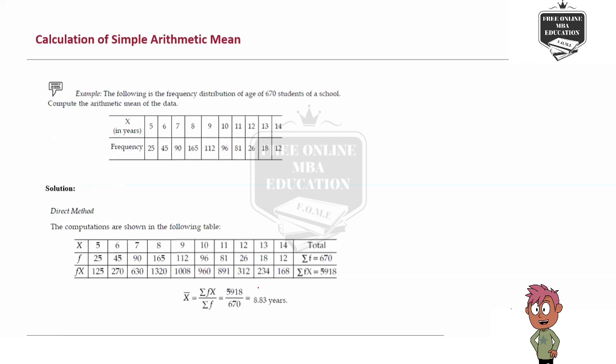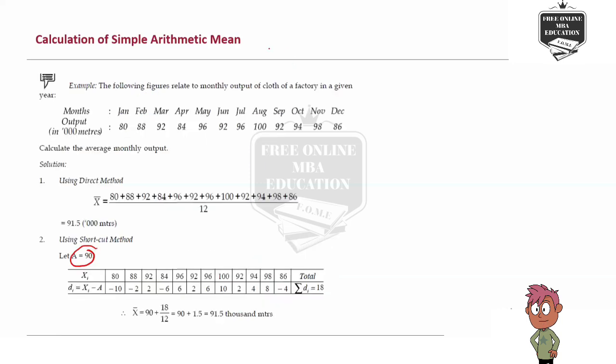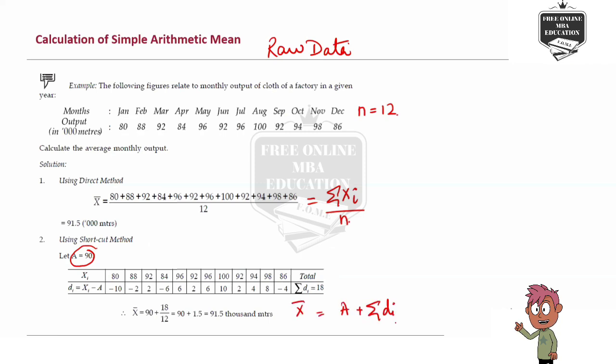We have also discussed this raw data that we have, and here the n is 12. So it's just summation xi over n. Here x bar is the assumed mean plus summation di over n, where di is the deviations. So di would be the deviations of the xi's from the assumed mean. Here you could see this is xi minus a, and this is the total.